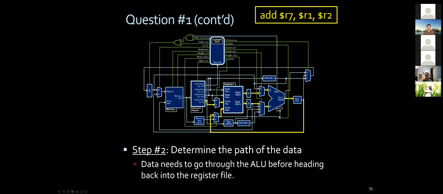Okay, how can we achieve that? So let's look together. Essentially, there are several things that need to happen. First, we need to determine the path of the data. Data needs to go through the LU before heading back into the register file. So essentially, I read one register here, one register here.